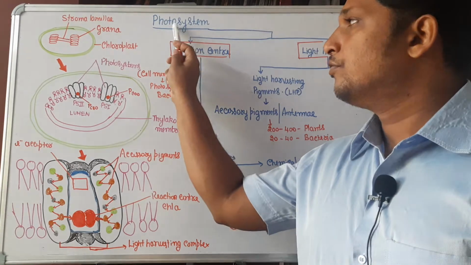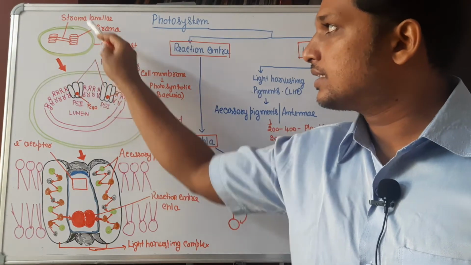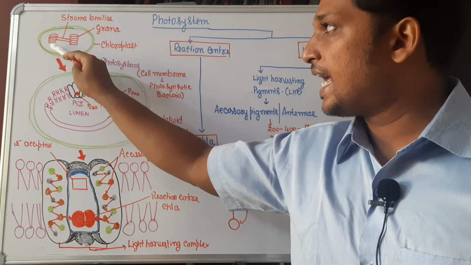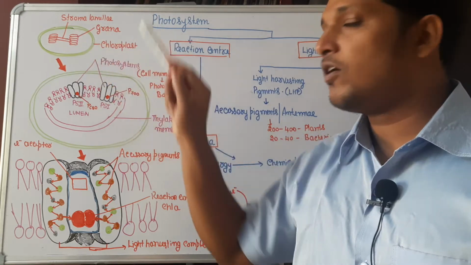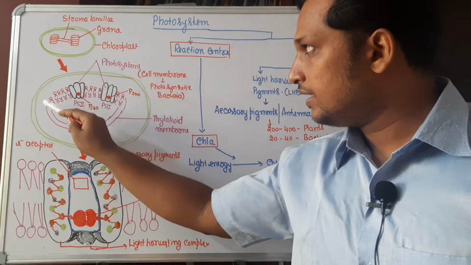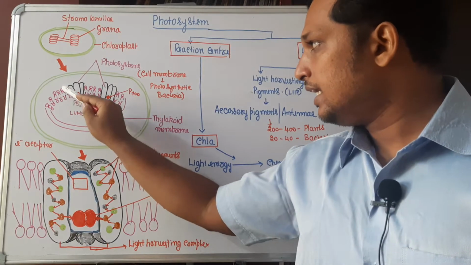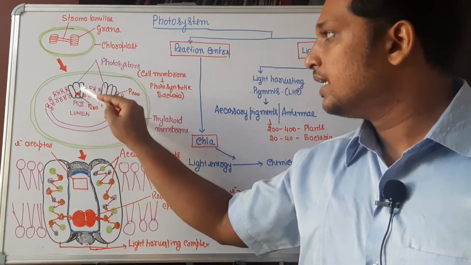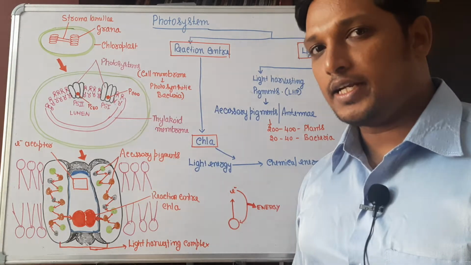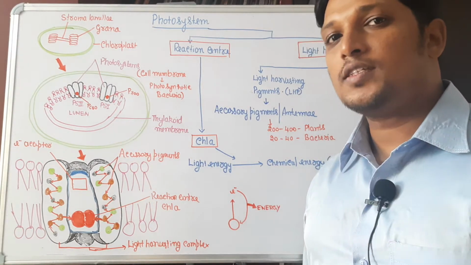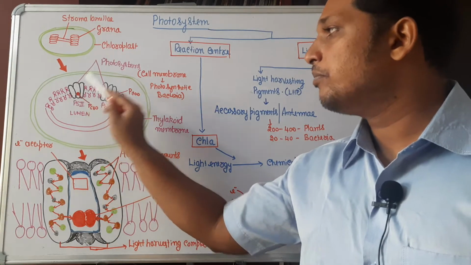Today's topic is photosystem. You know that chloroplast contains grana. Individual sacs of granas are called thylakoid. Thylakoid is a membrane. Membrane is made up of phospholipid bilayer. In this thylakoid membrane, special proteins called photosystems are located. So the location of photosystem in plants and algae is the thylakoid membrane.